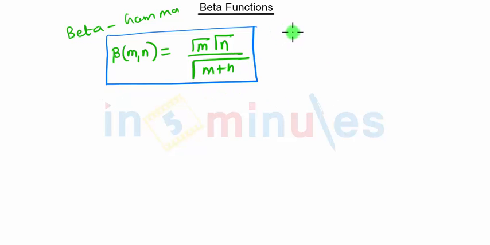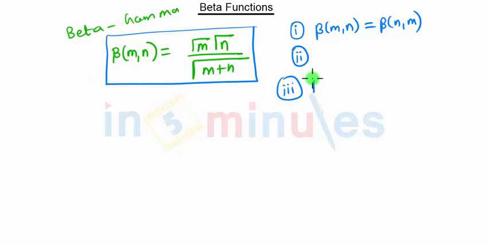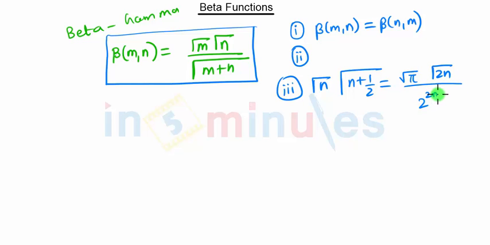We have some properties of beta function. First property is beta of m comma n is equivalent to beta of n comma m. So we can swap the variables inside. Second is this property. Then third, we have gamma of n into gamma of n plus half, which is nothing but root pi gamma of 2n upon 2 raised to 2n minus 1. This is nothing but the duplication formula. So just for the time being, remember this formula. We will come to this formula very shortly.